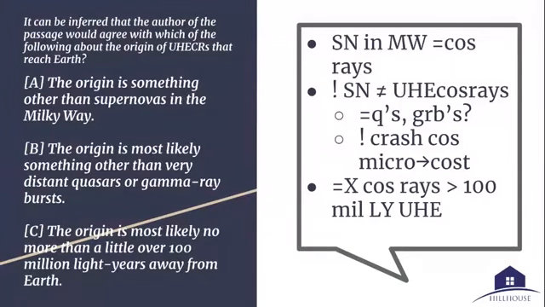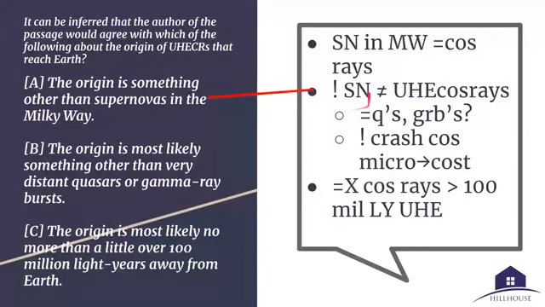So you want to be checking these against your notes and you want to be eliminating things as much as possible. In this case, the origin is something other than supernovas in the Milky Way. Well, we have that, but supernovas do not equal these. So yeah, this one checks out. We have a definite answer here, definite support for this one, so we can check this one.